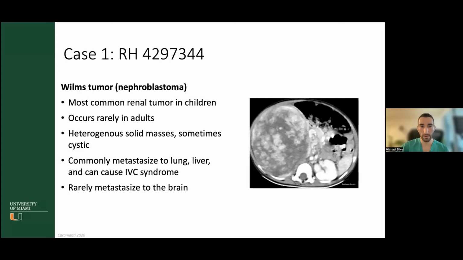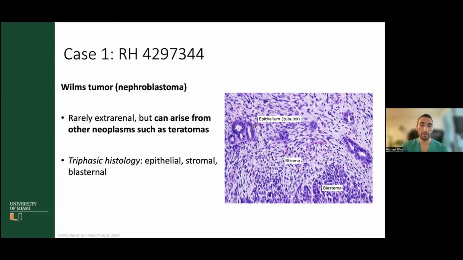So I'll go through a little bit of background. So Wilms tumor or nephroblastoma, it's a common renal tumor in children and occurs only very rarely in adults. They're usually heterogeneous solid masses that can have a cystic component. And they do have the ability to metastasize to the lung, liver, or IVC. Very rarely they can metastasize to the brain. But what we have here is a very different entity, which is that they can occur extrarenal, but arising from other neoplasms, in particular a teratoma.